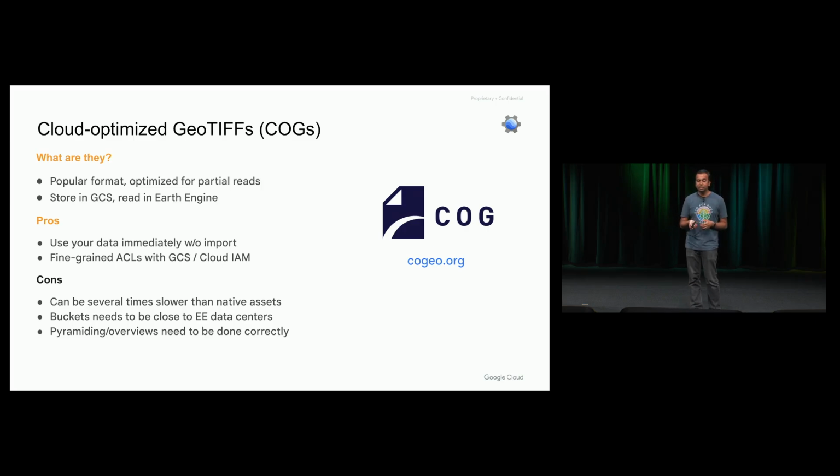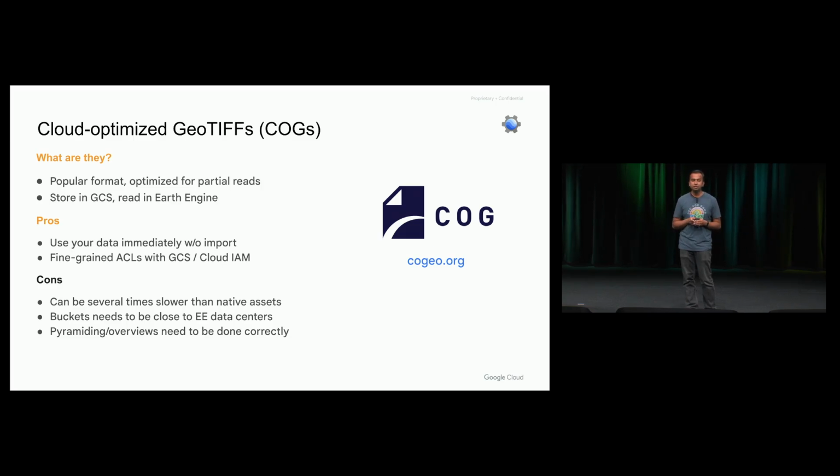Cons, it can be several times slower than native assets. COGs are exactly what Gino said. They're links to where the data is. They're pointers, right? Which means that if I have a collection that has 20,000 COGs, and I say load the entire 20,000 COGs on the screen, and I zoom really out, it's going to make all of those REST endpoint requests to the bucket and say, can I get this? Can I get this? So it'll try to make all of these calls, and there might be some sluggishness.